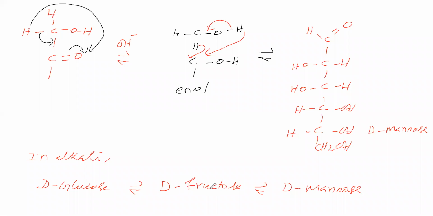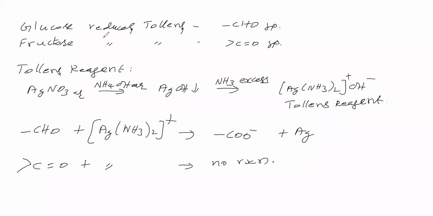Now, why does it reduce Tollens reagent? Glucose reduces Tollens reagent because it has an aldehyde group as a functional group. Fructose has a ketone functional group. Even then fructose is reducing Tollens reagent. Why is it so? Tollens reagent is a basic solution. In basic medium, what will happen? We are taking fructose and adding Tollens reagent, which means basic medium.